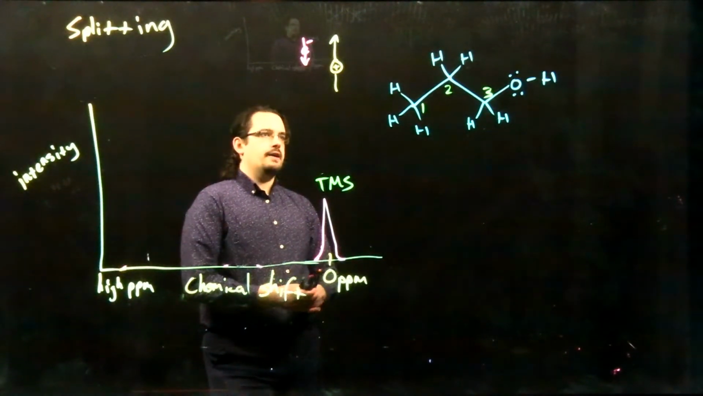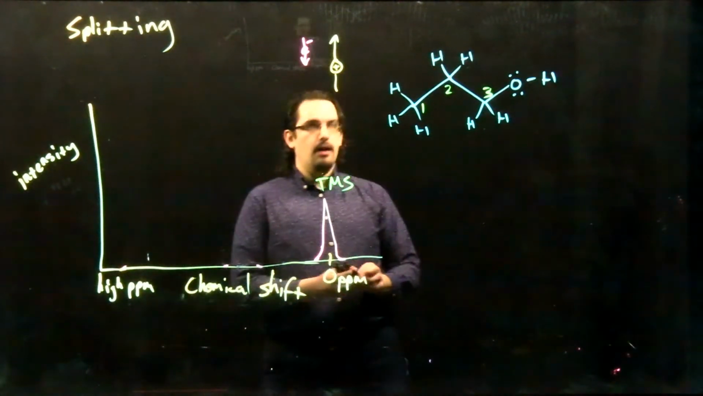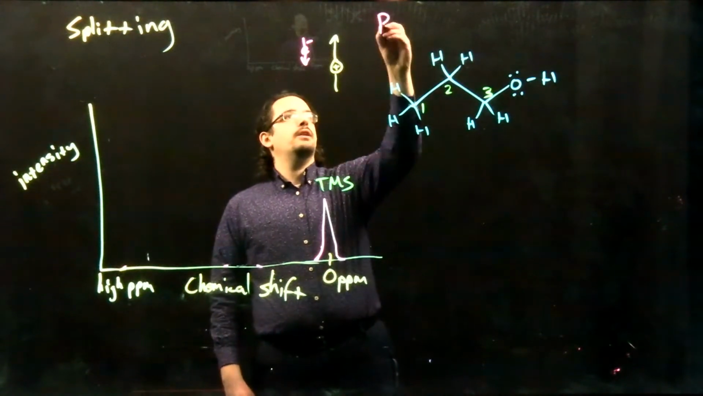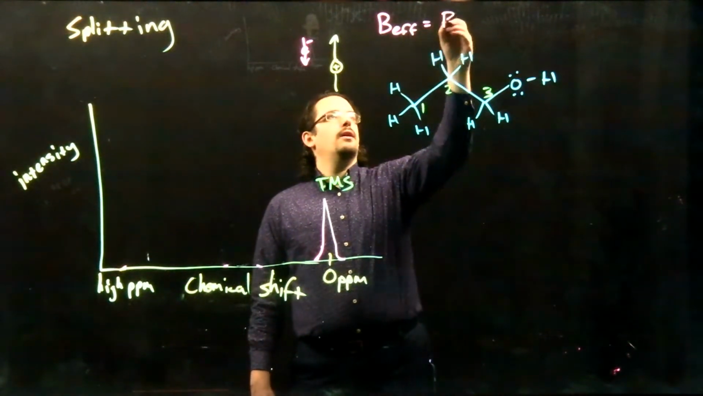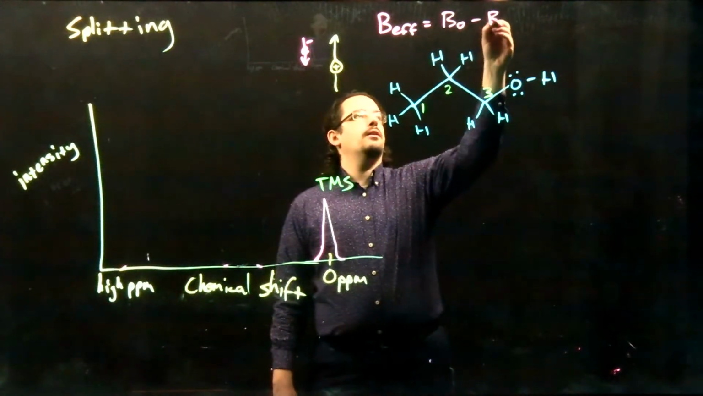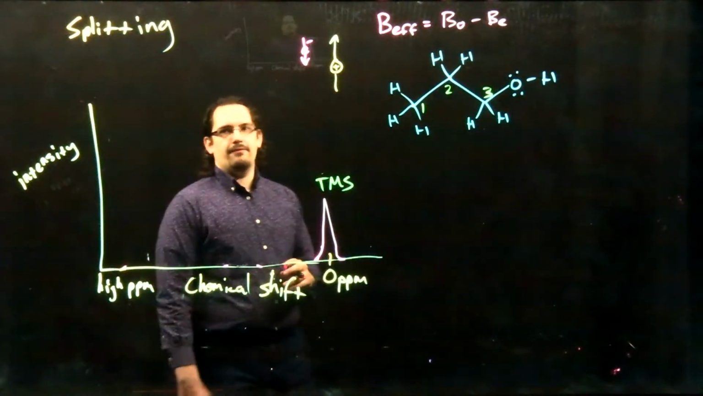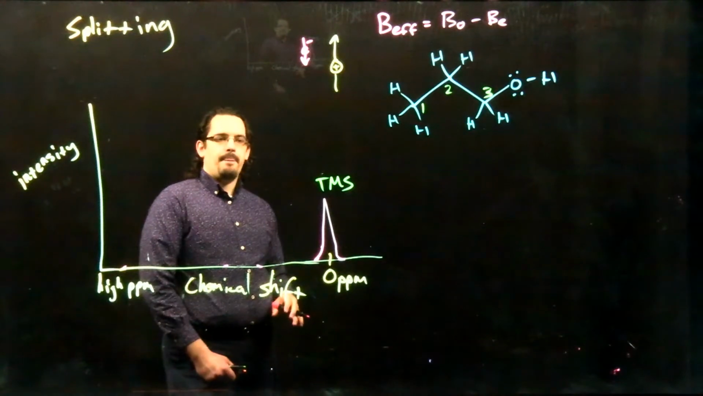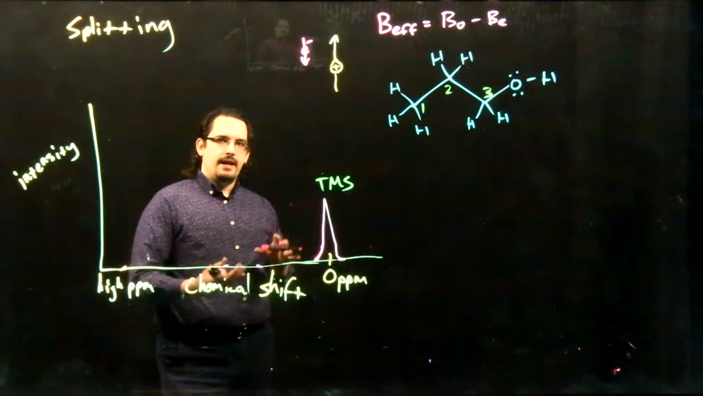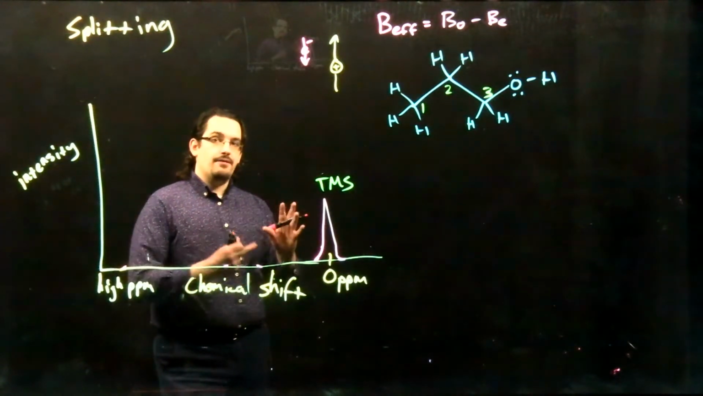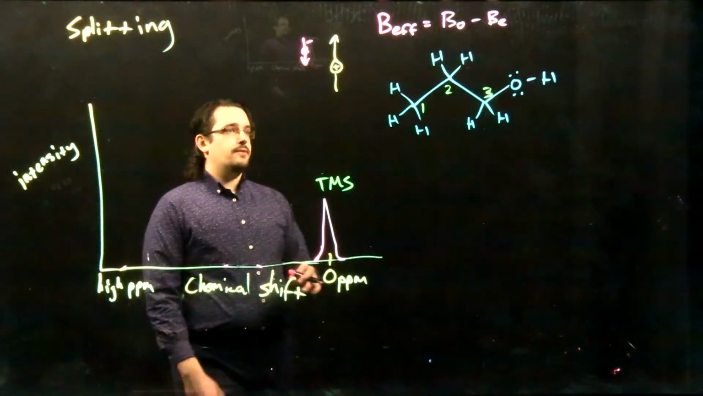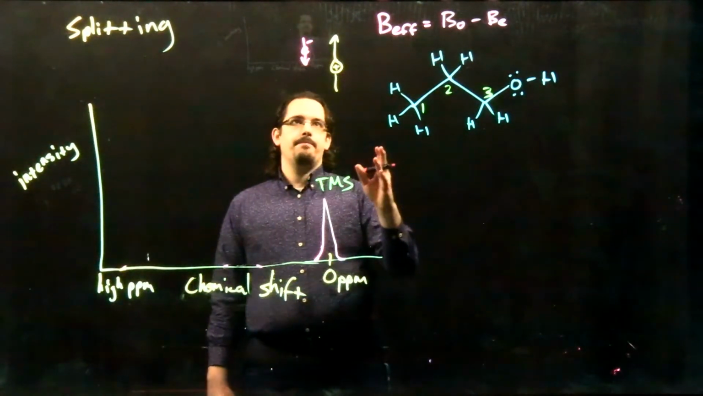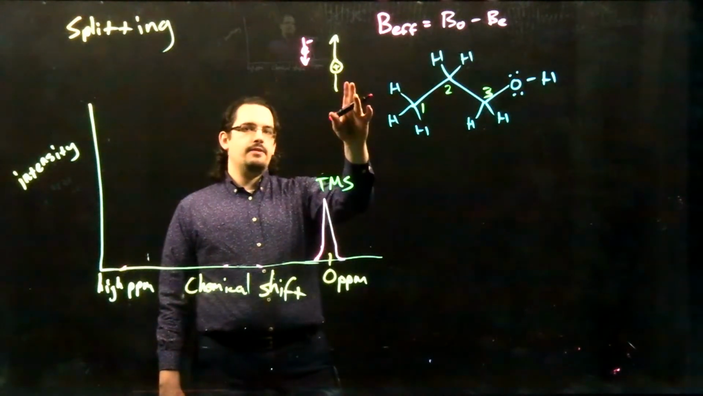individual nuclei experience. So that was our old equation, where our effective magnetic field is equal to the external magnetic field minus the magnetic field of our electrons. Now again, one of the key things that I've said is that when we have a charge that's rotating, it creates a magnetic field. So if we have one hydrogen, it generates a magnetic field.